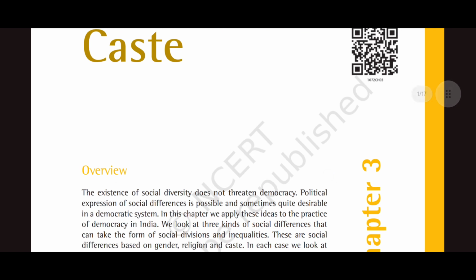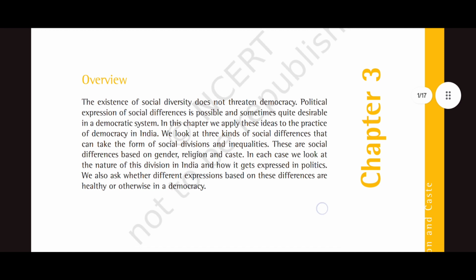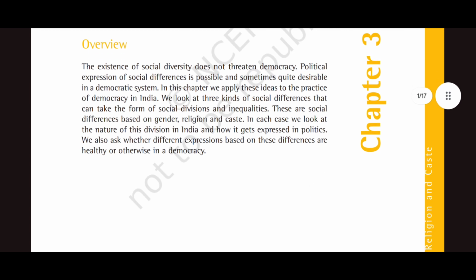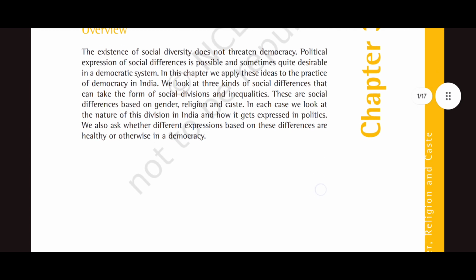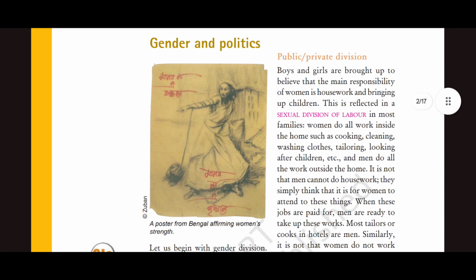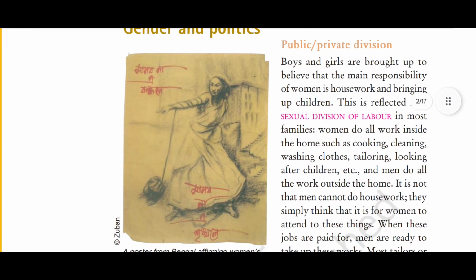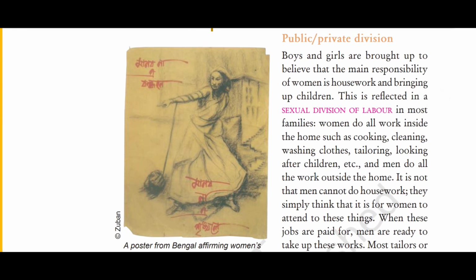In this chapter, we will read about the existence of social diversity. The existence of social diversity does not threaten democracy. Political expression of social differences is possible and sometimes quite desirable in democratic system. Before starting this chapter, you can see this figure. This is a poster from Bengal affirming women's strength. So now let's read the summary.